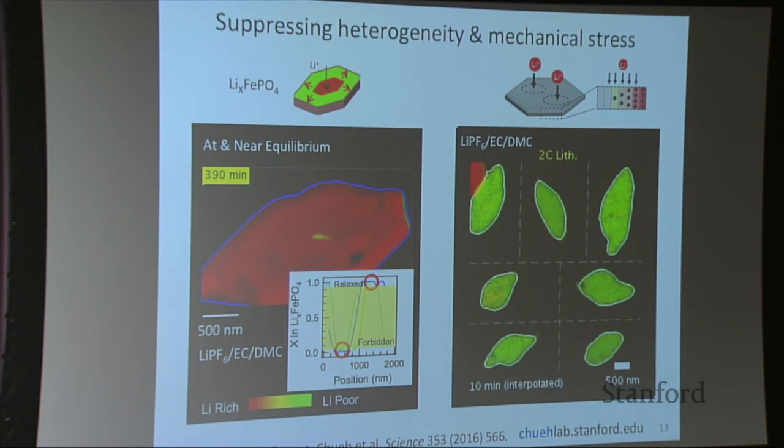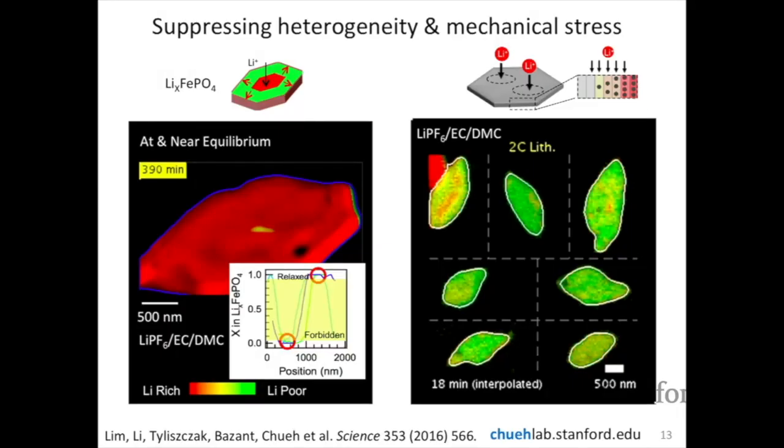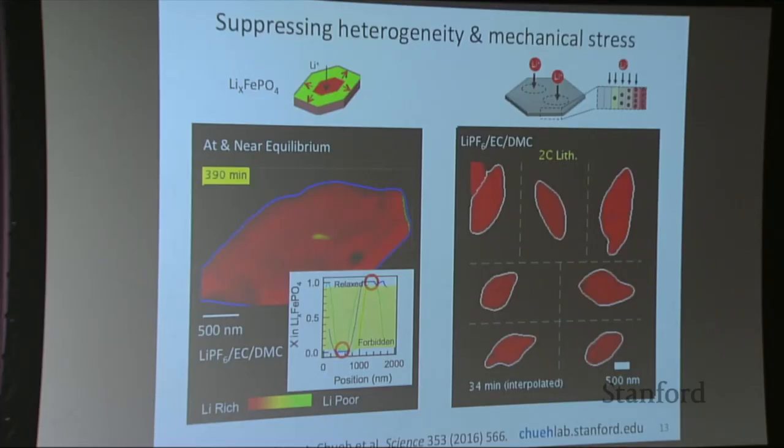You can see, rather than forming these sharp phase boundaries, which is accompanied by a very large mechanical stress, the phase boundaries are gone. In fact, what you're seeing here is the color stepping through red, yellow, and green, which means we're actually accessing these thermodynamically forbidden states. So this was very unusual to us. Why doesn't the battery behave as it should according to thermodynamics?